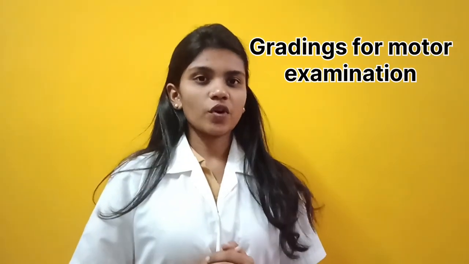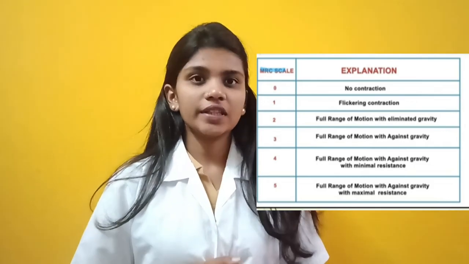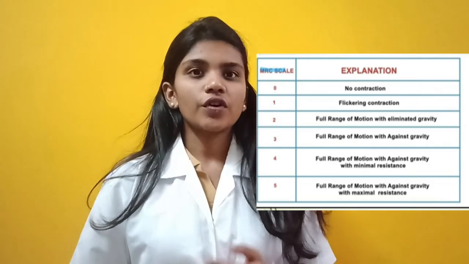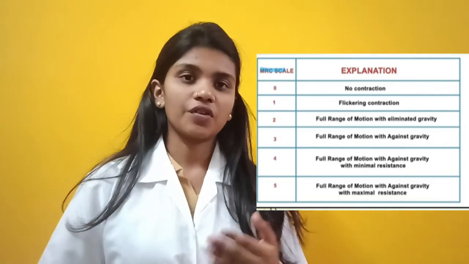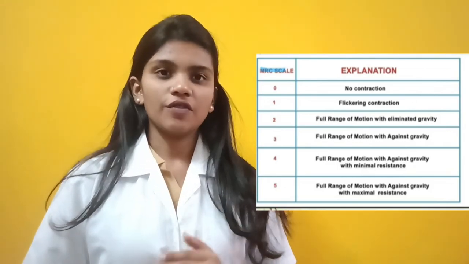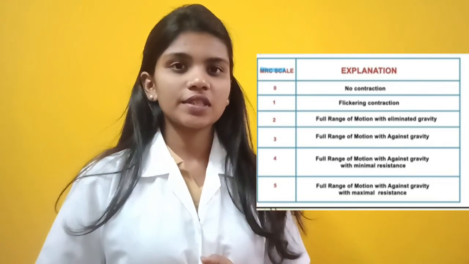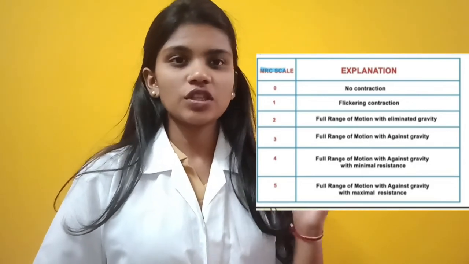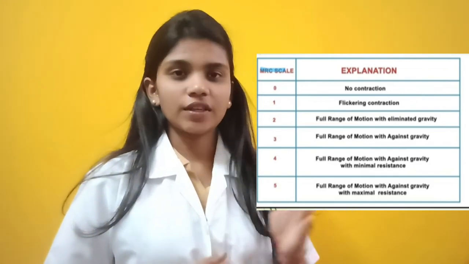Now, gradings for the motor examination. Grade 0, there is no contraction. Grade 1, there is flickering contraction. Grade 2, full range of motion with gravity eliminated. Grade 3, full range of motion against gravity. Grade 4, full range of motion against gravity with minimal resistance. And grade 5 is full range of motion against gravity with maximal resistance. These are all the grades for the motor examination.